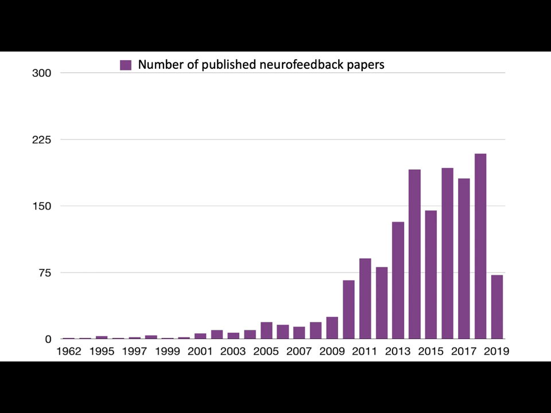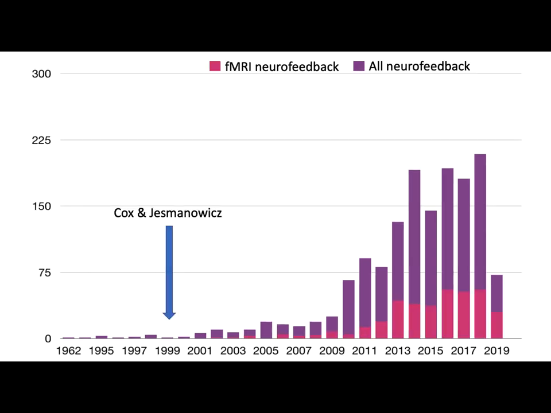The whole field of neurofeedback has really taken off in the last 2 decades maybe. This is where Bob Cox's paper came out, and you can see that real-time fMRI neurofeedback has been slowly taking over the field, right? Because it's the best kind of neurofeedback.